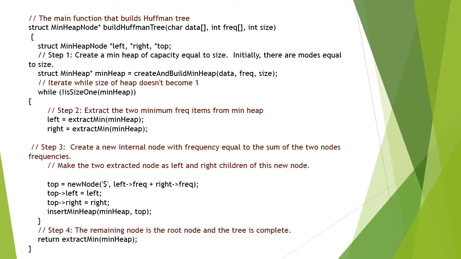This slide deals with the main function through which we are going to build the Huffman tree. In step 1, we create a minimum heap of capacity equal to size. Initially there are nodes equal to the size, and we iterate while the size of the heap doesn't become 1. In step 2, extract the two minimum frequency items from the minimum heap. In step 3, create a new internal node with frequency equal to the sum of the two nodes' frequencies, and make the two extracted nodes the left and right children of this node. In step 4, the remaining node is the root node and the tree is complete. Now we are ready with the Huffman tree.